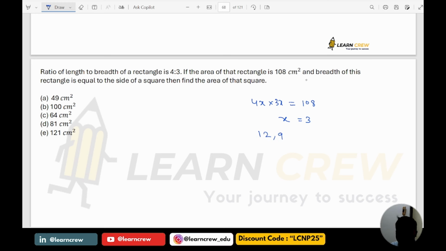Then the breadth of this rectangle is equal to the side of a square. Then you require the area of the square, 9 square, which is how much? 81. So the answer is option D. Next one.